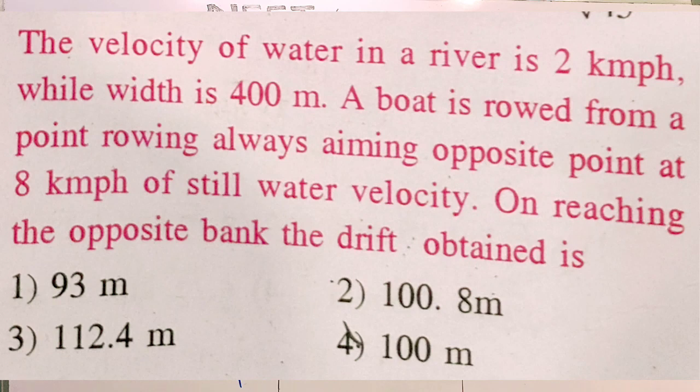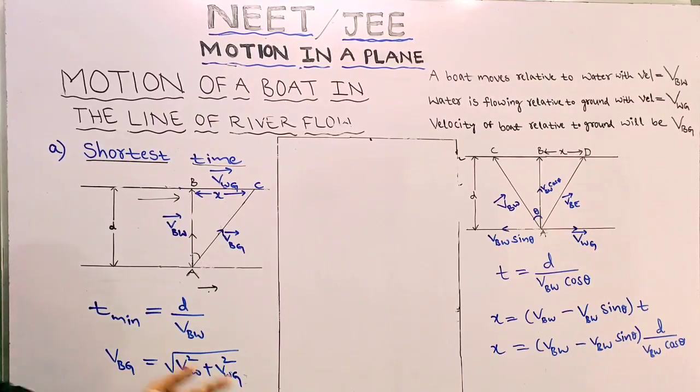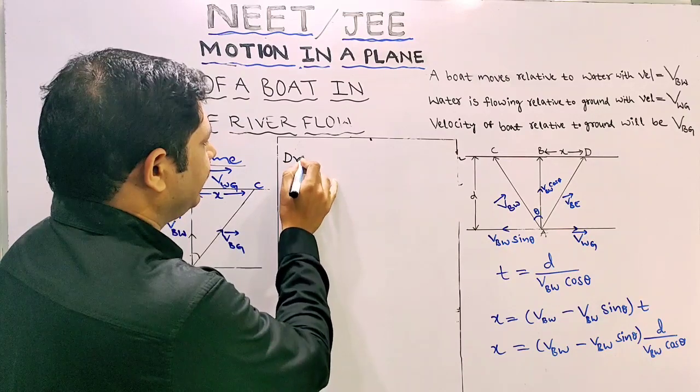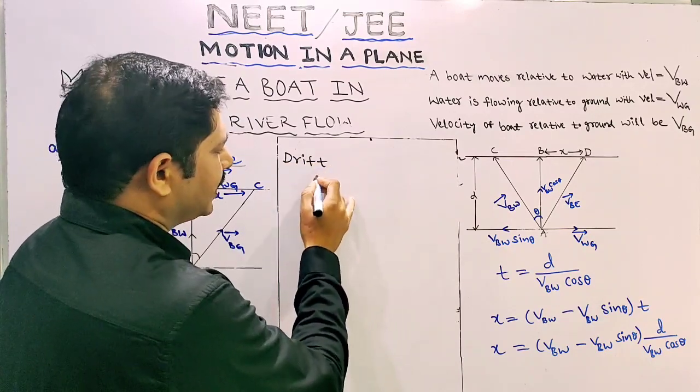The velocity of water in a river is 2 km per hour while the width is 400 meters. A boat is rowed from a point, always aiming opposite to the point, at 8 km per hour still water velocity. On reaching the opposite bank, the drift obtained is? In this problem they are asking for drift. So we have to find the drift case.